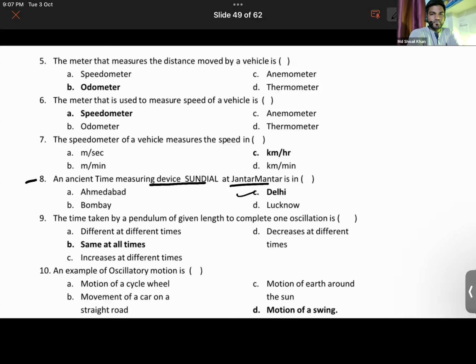Yes, Chakrika. So same at all times. Yeah, the time taken by a pendulum of given length to complete one oscillation is the same at all times. Exactly. Okay, sir, got the answer.